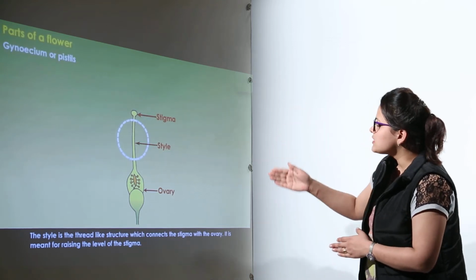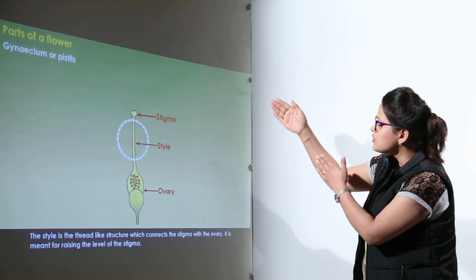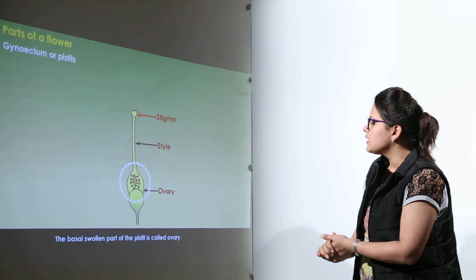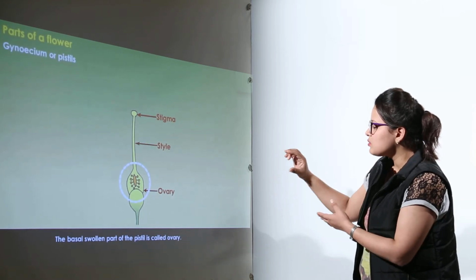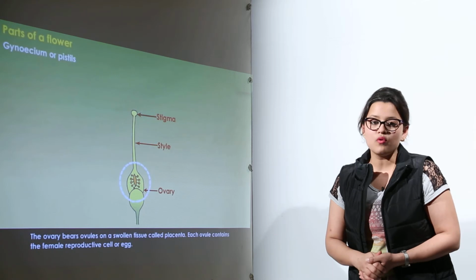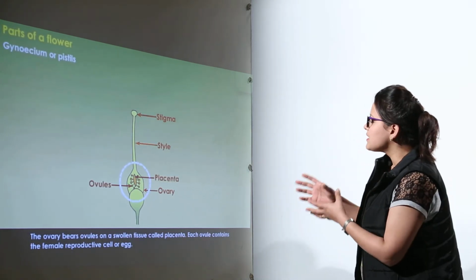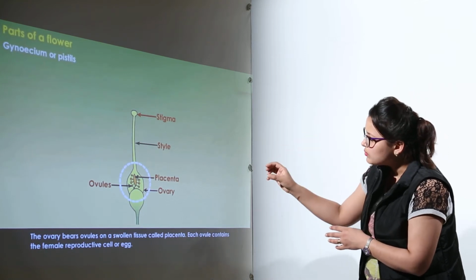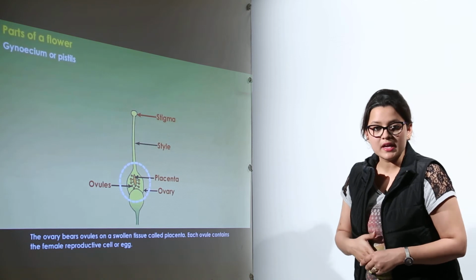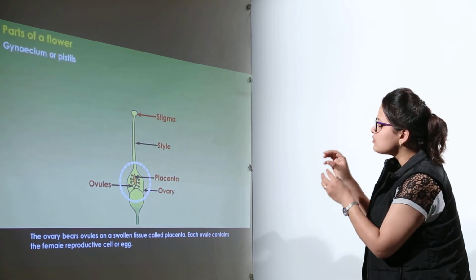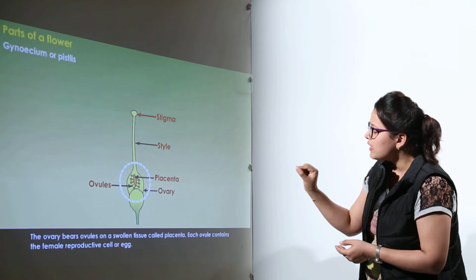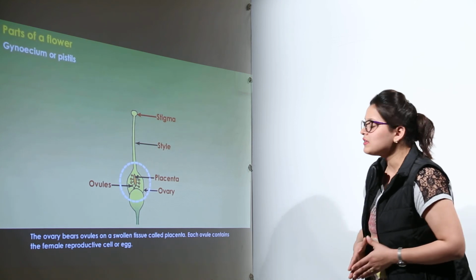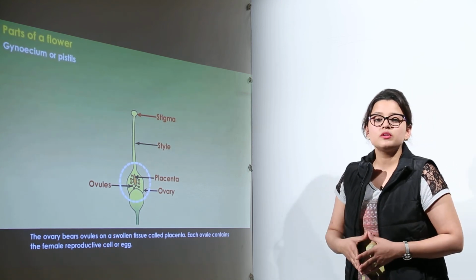You have the style, which is a thread-like structure connecting the stigma to the ovary. It transfers the pollen grains from the stigma to the ovary. The base part, as you can see, is a very swollen part, and that is known as the ovary of the flower. The ovary bears the ovules on a swollen tissue. As you can see, it has ovules, the small female reproductive eggs, and those ovules are present on a swollen tissue in the middle, which is known as the placenta. Each ovule contains the female reproductive cells or eggs. So that was about the parts of a flower.